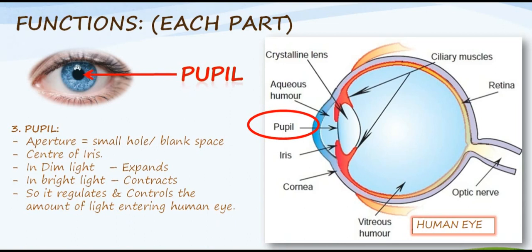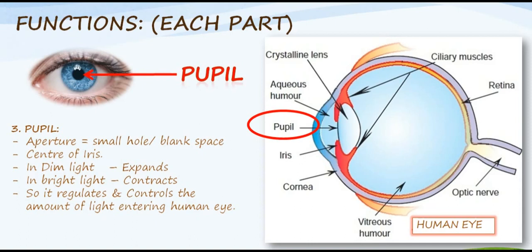Now why is it called aperture? Because aperture is a small hole or blank space, right? It is at the center of iris. In dim light, where the light is very less, if we want to see any object clearly, we want all of the light to come inside our eye so that we can see carefully. So in that case the pupil will expand so that all light comes inside. Now in bright light, it will contract, the size will reduce, so that a controlled amount of light goes inside the human eye. So it expands and contracts according to the requirement.